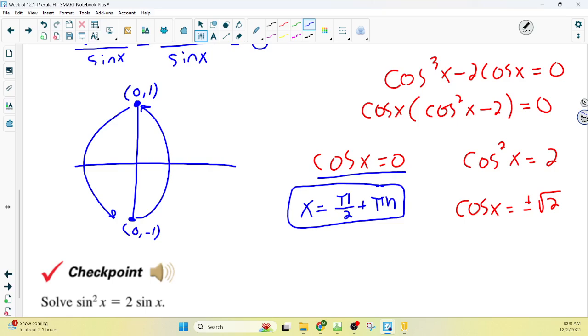Okay, let's look at this guy now. Cosine of x equals plus or minus root 2. Thoughts on that? What's the deal with that? What's root 2 roughly? 1.4? 1.6? Who knows? So if square root of 2 is 1.4, what's cosine of what is 1.4? No solution. Cosine can't be bigger than 1. So the root 2 is bigger than 1. So there's no solution from this side.